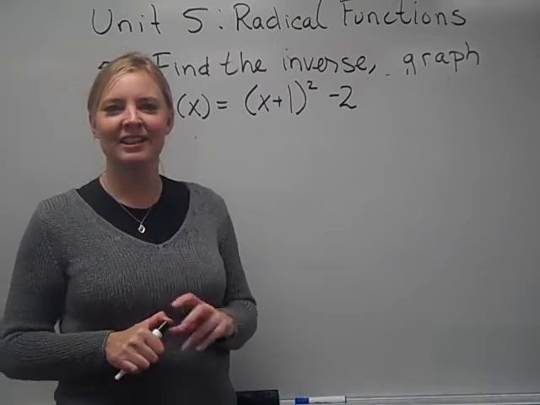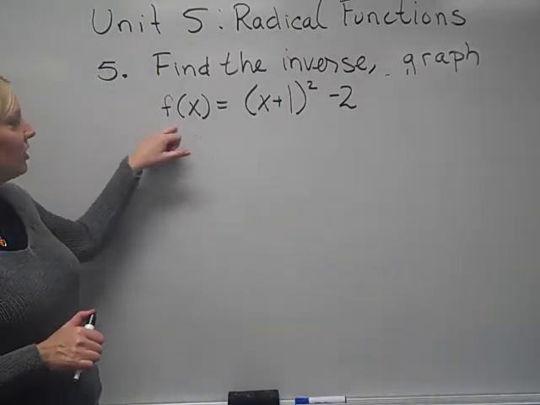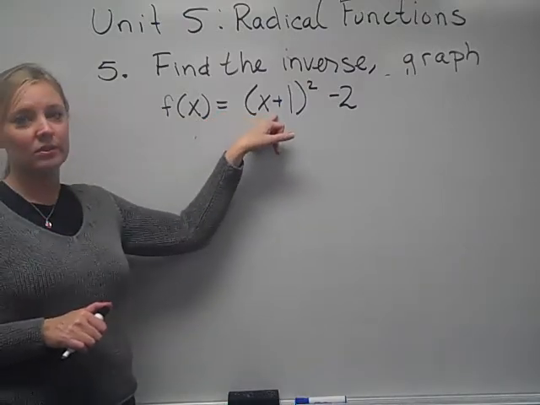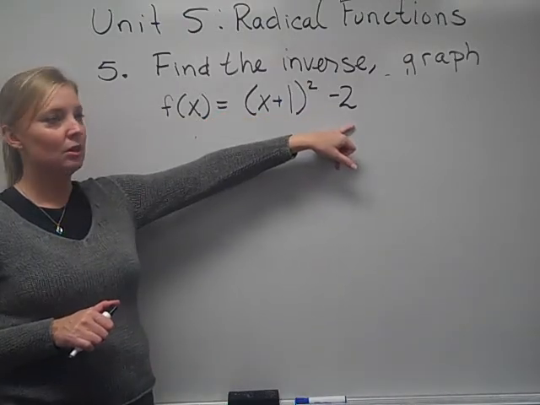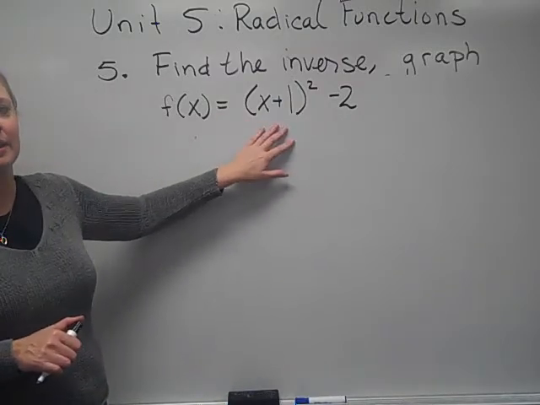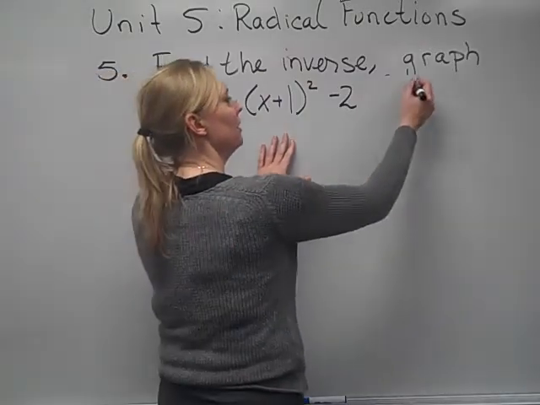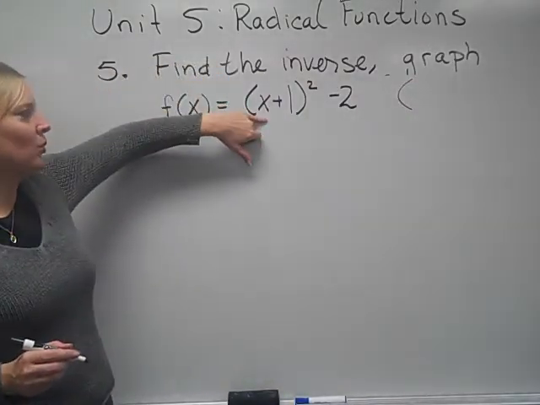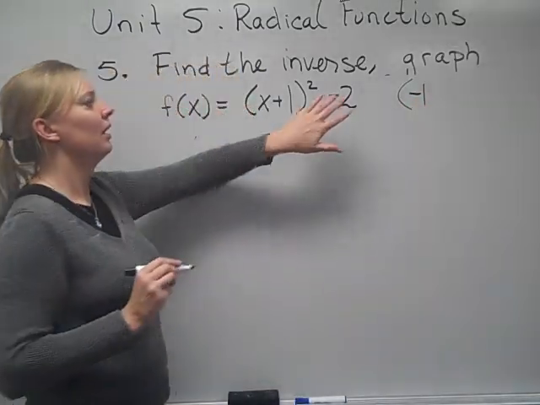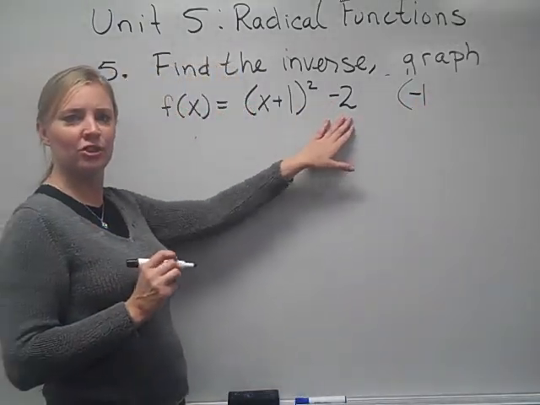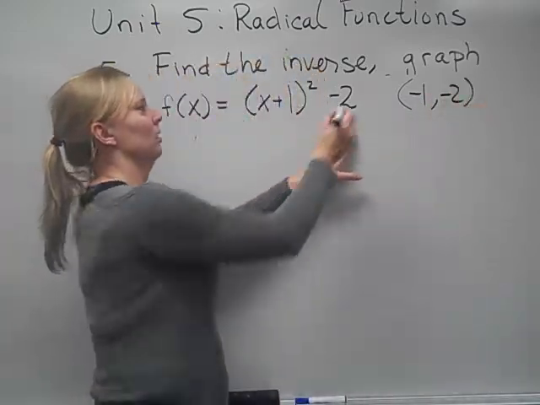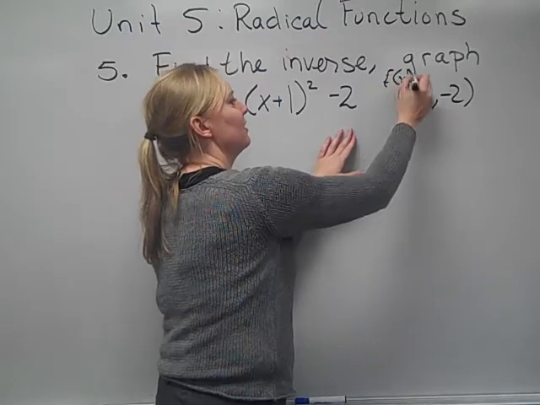Today we are going to find the inverse of the function f of x equals the quantity x plus 1 squared minus 2. First, let's talk about the vertex of this function. Remember that inside the parenthesis is your horizontal shift, and inside you always move the opposite, so we're going to go left 1. Outside is your vertical transformation, and so we're going to go down 2 for our function f of x.